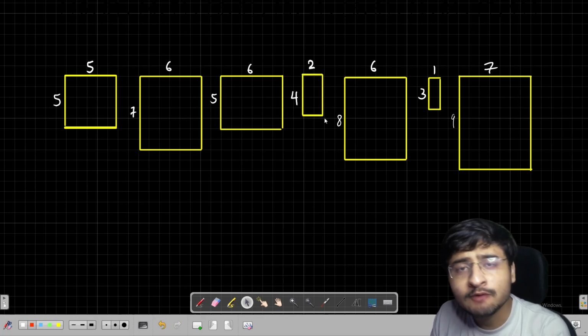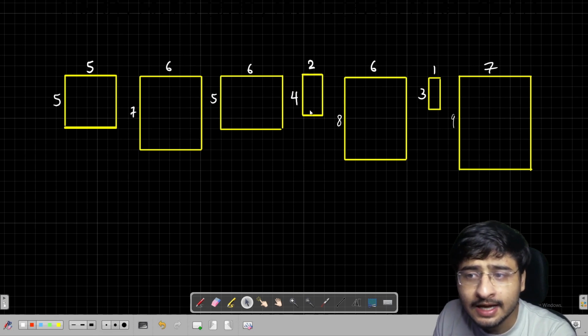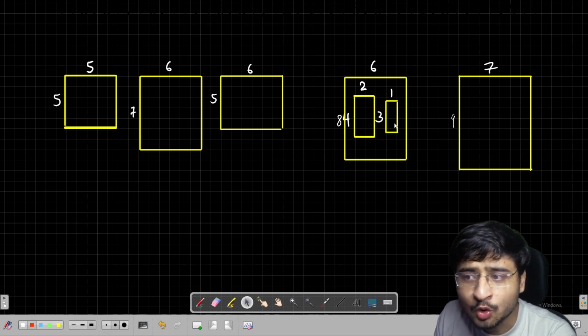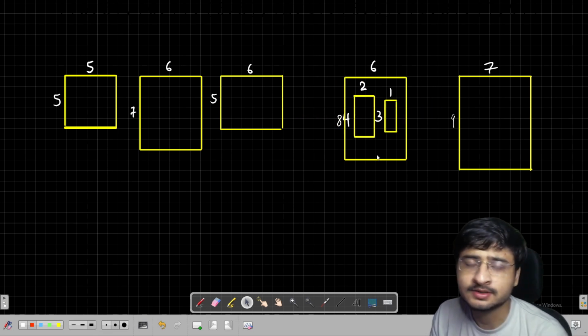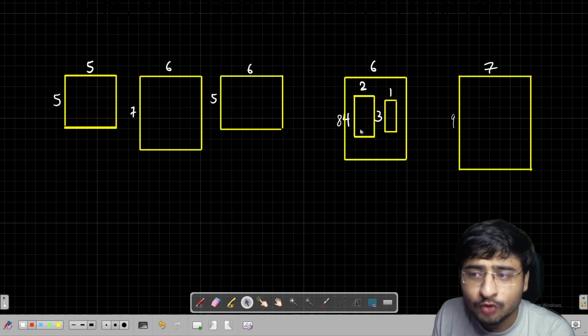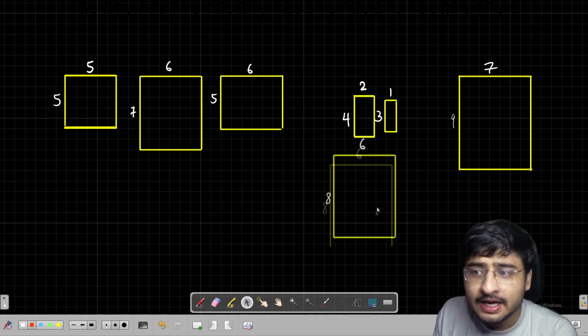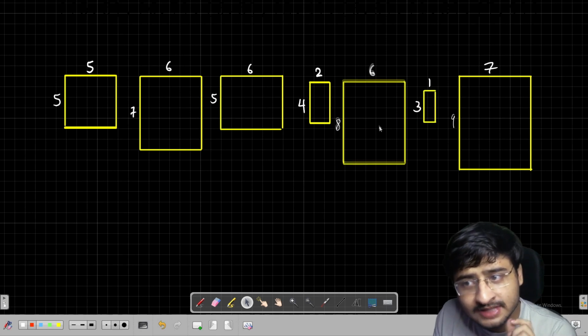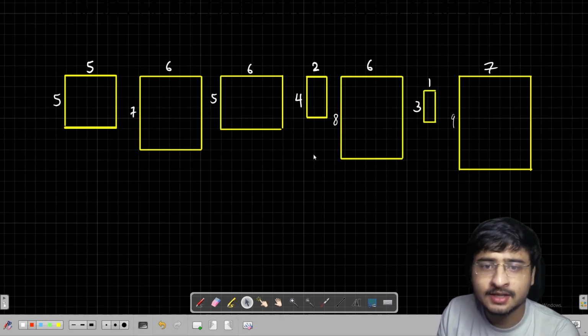Now, what do I mean by I want to put envelopes inside each other? I cannot put envelopes like this. No, they do not mean this in the question. This is of course a misconception. I do not want to put envelopes like this. In one envelope I will only put a single envelope. What do I mean by that? I'll of course tell you what's the answer for this test case.